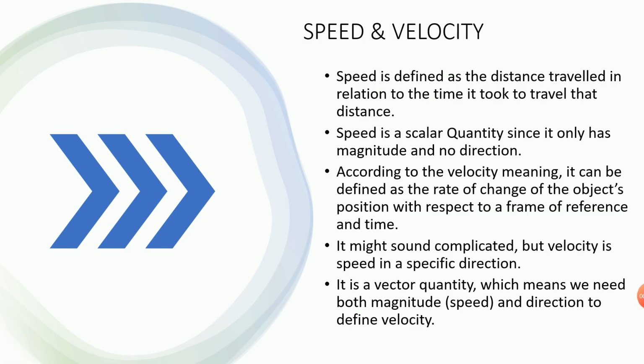But on the whole, if you are pointing out a speed, then that does not specify any kind of direction. Velocity is a vector quantity, which means we need both magnitude and direction. So that is how speed and velocity vary.